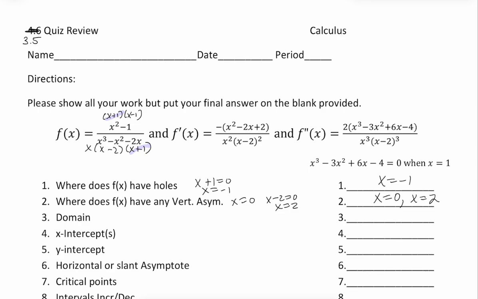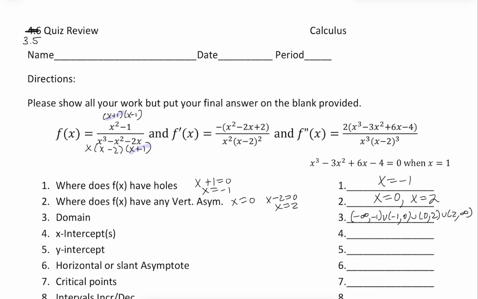So the domain is answered completely from the next part. We have to skip those values in least to greatest order. So we have to skip negative 1, we have to skip 0, we have to skip 2. You'll notice that our domain skips the hole at negative 1, the vertical asymptote at 0, and the vertical asymptote at 2.